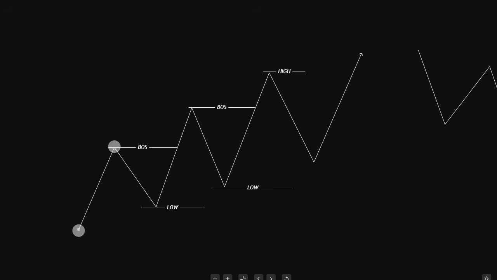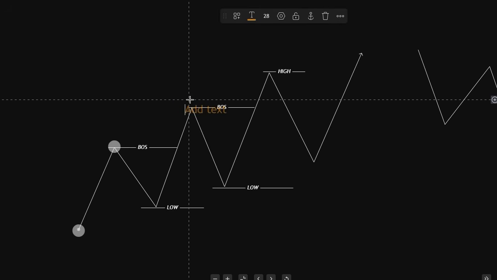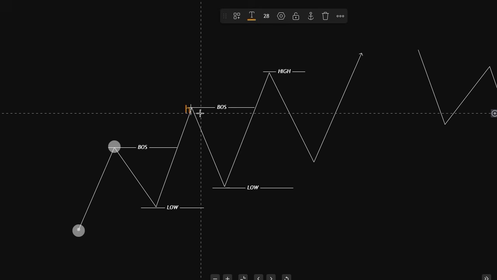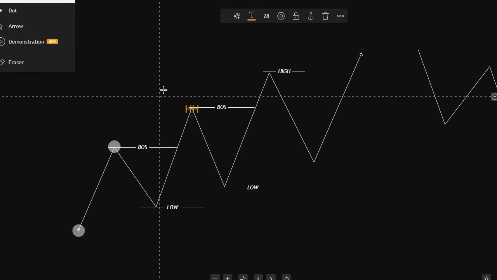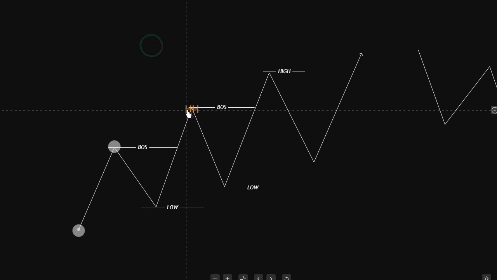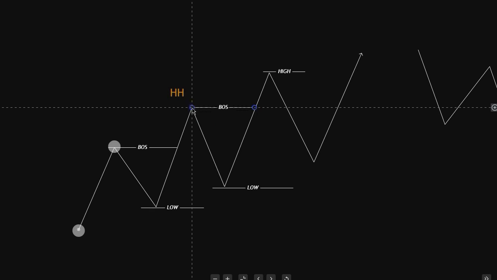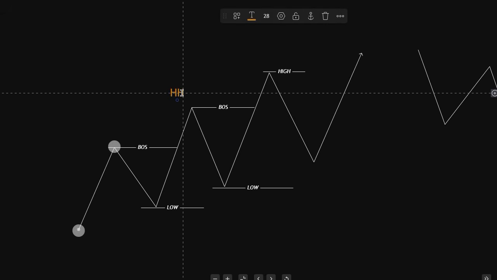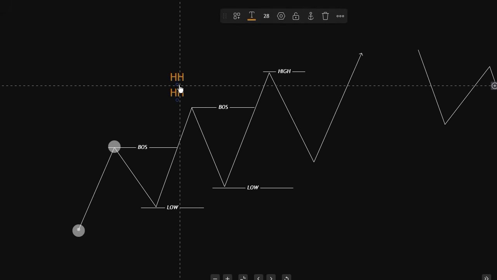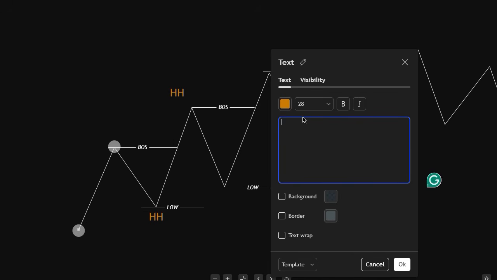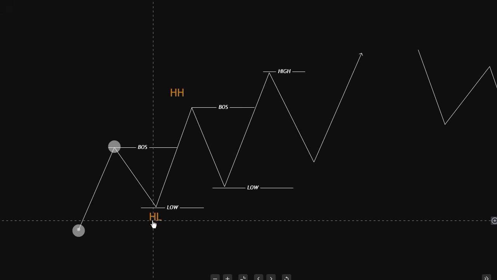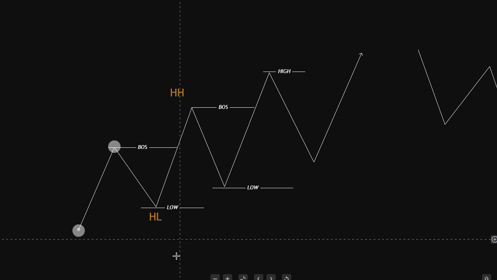Let me mark it for that also, so you can find out. So this is higher high. When I'm writing this, it means higher high, and I'm going to make a clone. So this will be higher low. This is a sell. So this is higher high and this is higher low.